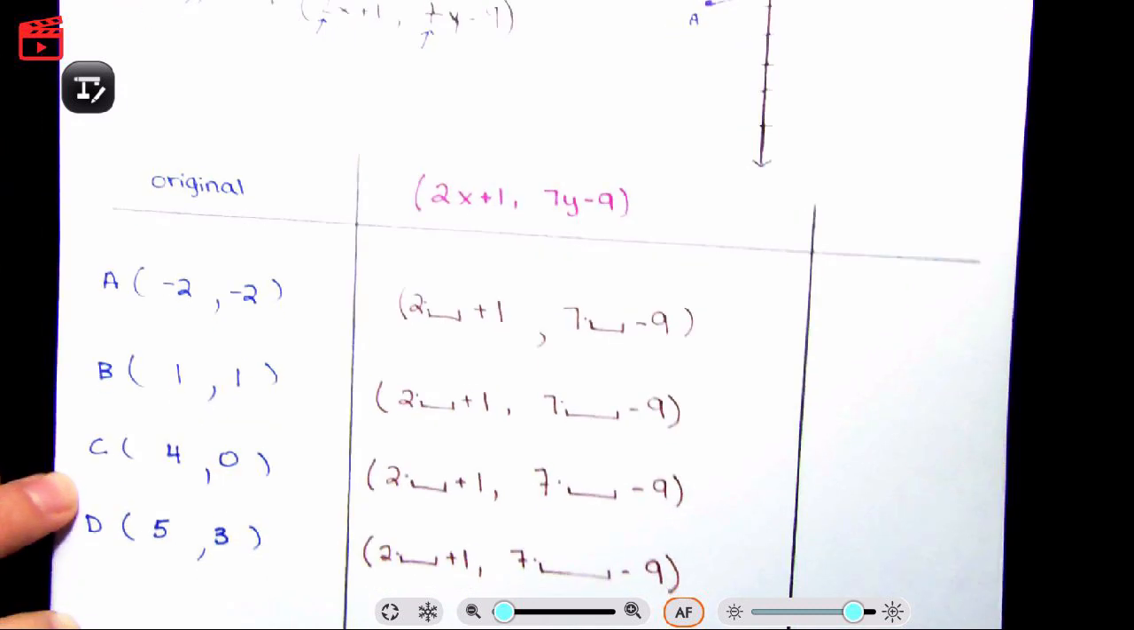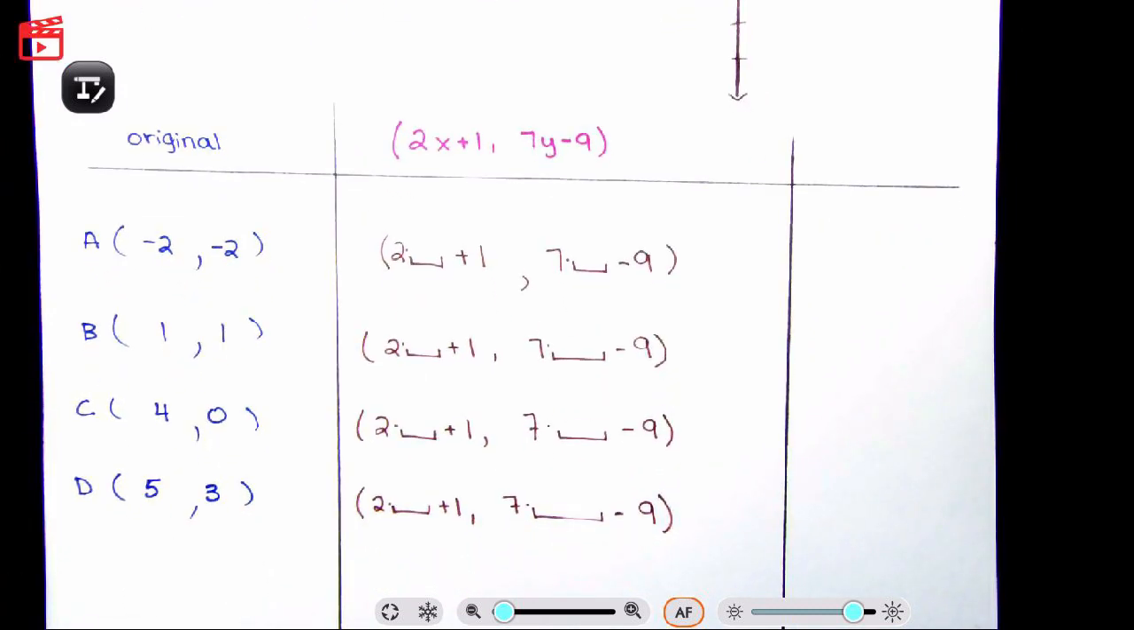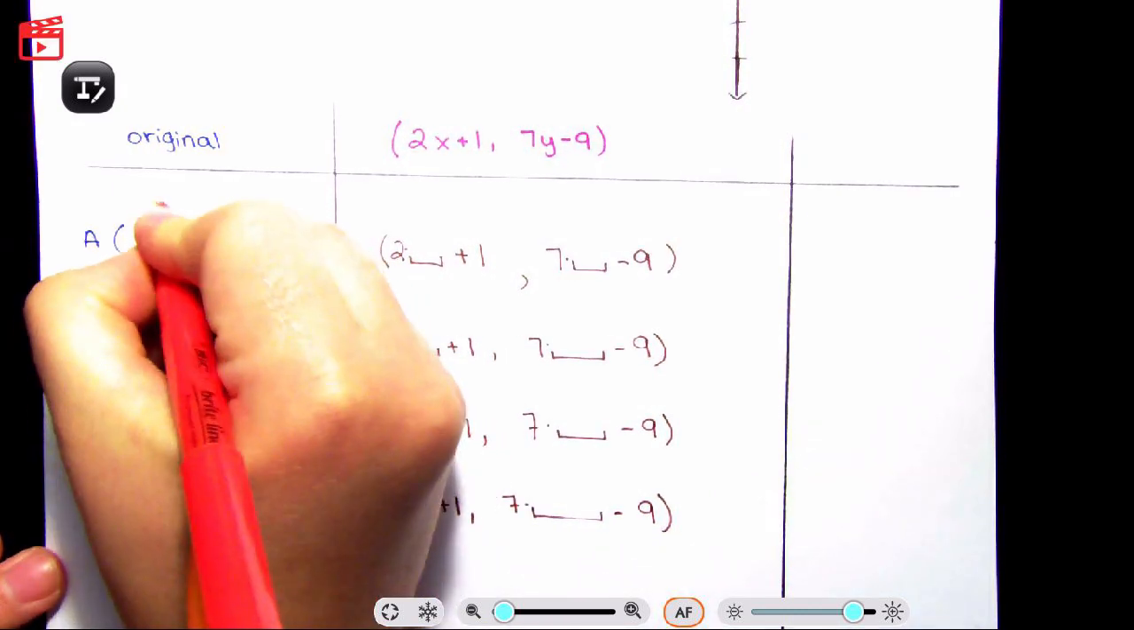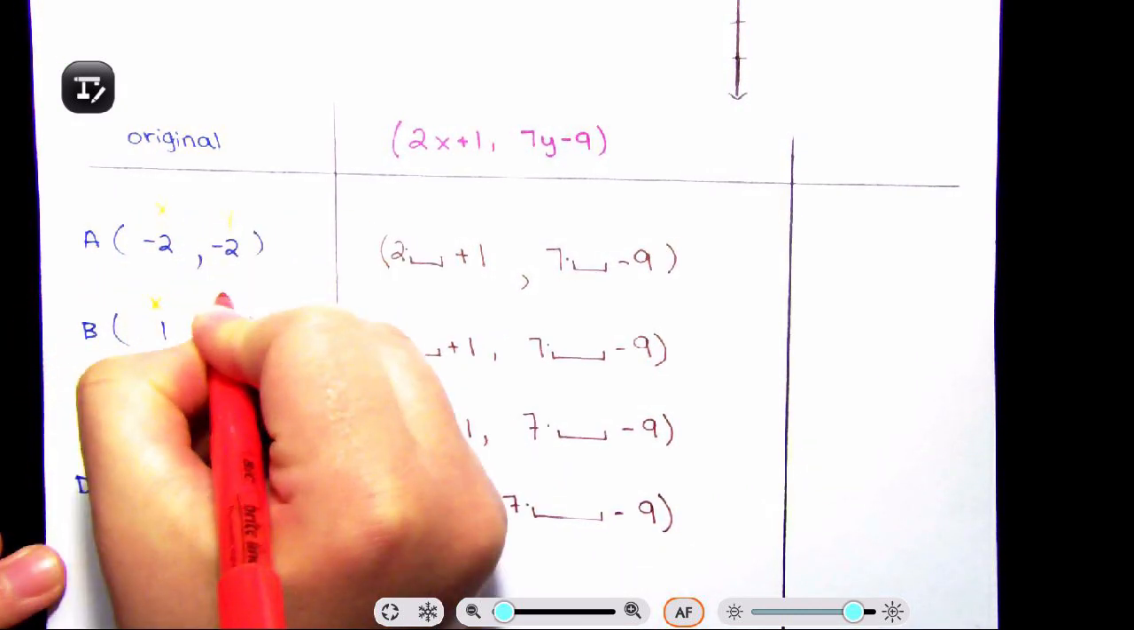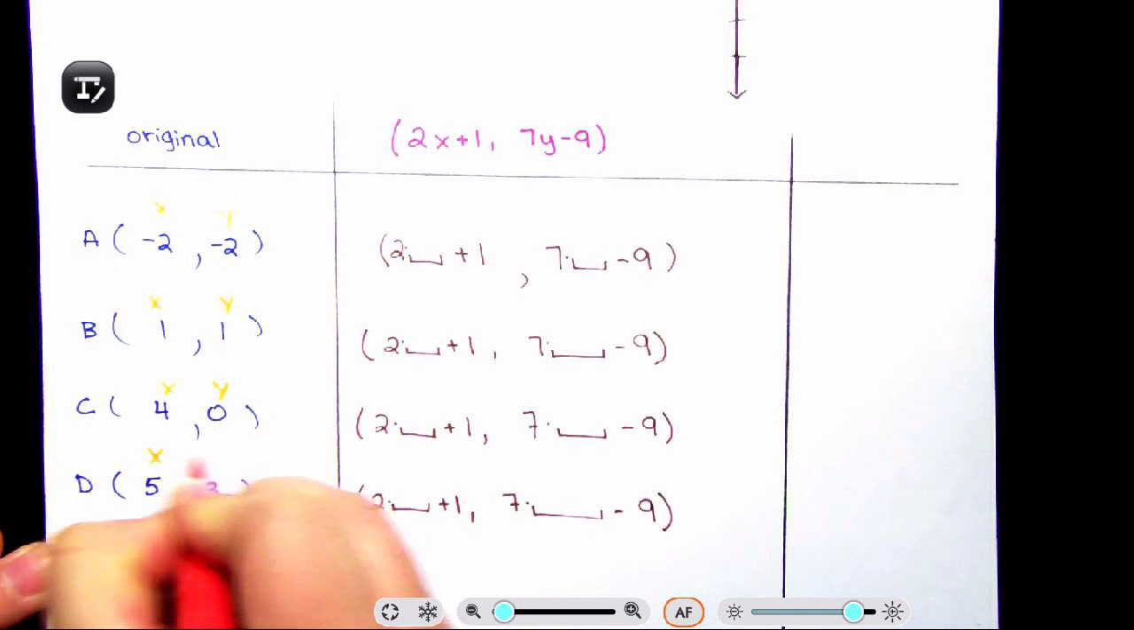Now that you have your rule written down that many times, go back to your original points. Label X and Y. If you already know what your X value and Y value are, you may choose to skip this step. I'm going to make sure that I do this here. So this is my XY, XY, XY, and XY.